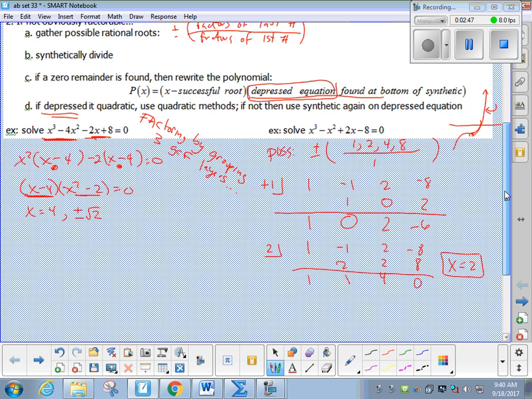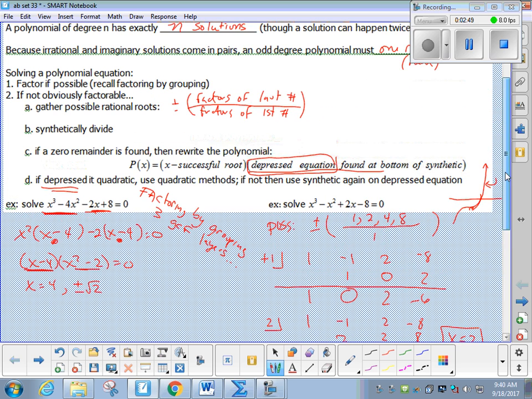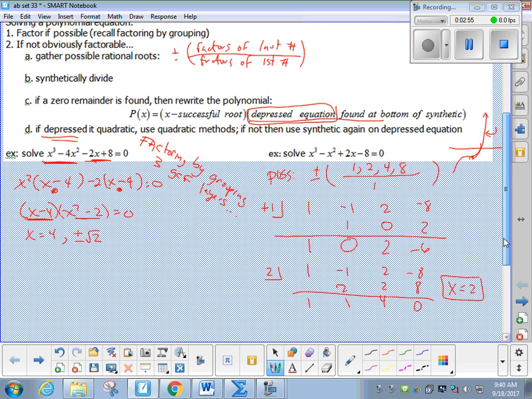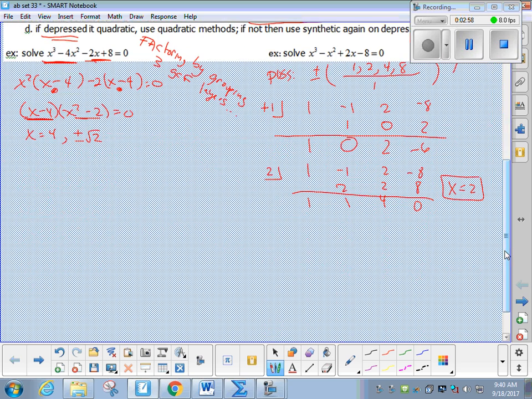Here's where I had some people falling into an error. Now there are two schools of thought here. People then say, all right, I found one, now I'm going to go back and synthetically divide by something else. 3 or 4 or 8, or not 3, but 4 or 8, right? Yes or no? No, you will not do that because you will never find the other solutions that way.